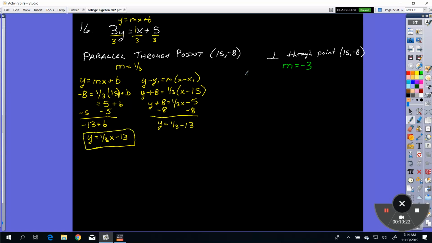If I do perpendicular, it's the same exact thing. I plug in all the same numbers except the slope will be -3. So I'm just going to go ahead and plug those in. So y is -8. So I'm using y equals mx plus b: -8 equals -3 times 15 plus b. If I use the other one, I'm going to have y minus y1, which we saw over here is y plus 8, equals -3 times x minus 15.